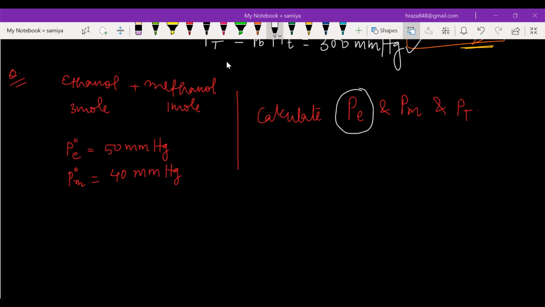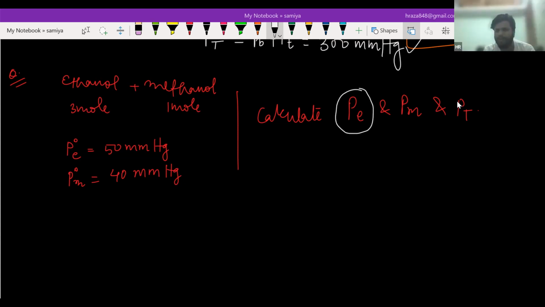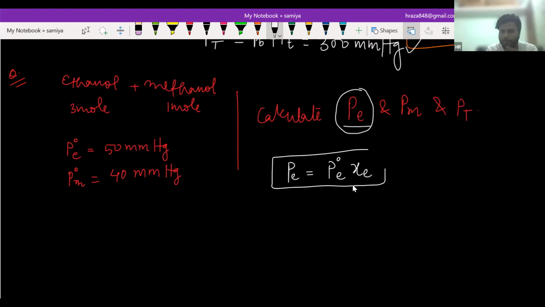Sir, it's 0.30. 0.30 is quite low. Let me know how you solved it. The partial pressure of ethanol will be equal to the pure pressure of ethanol into the mole fraction of ethanol. Have you applied this formula? Yes or no? Tell me.